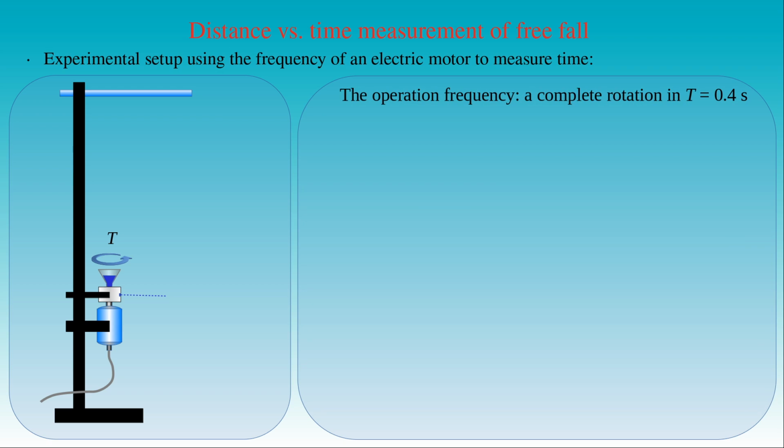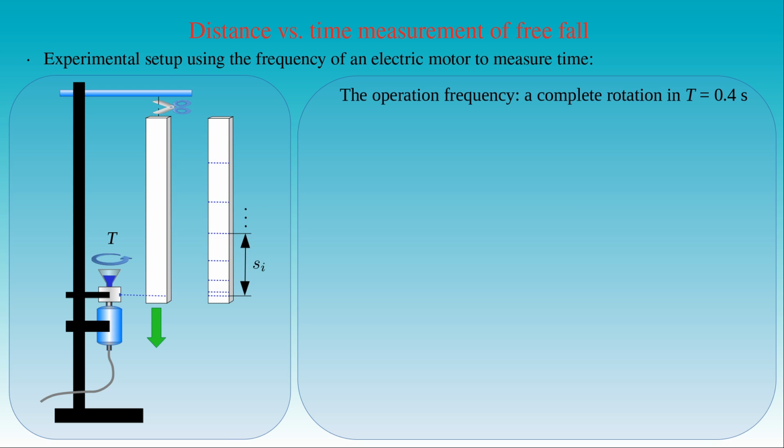Now we can suspend a slat on a string attached to the stand in the front of the hole of the shade. If we start the motor and cut the string, then the slat falls down while the pulsating ink jet leaves stripes on it. As a result, we obtain a series of ink stripes on the slat and we can measure the distances between them and the first stripe, where the distances between the stripes depend on the repetition time of the ink jet and the velocity of the slat.